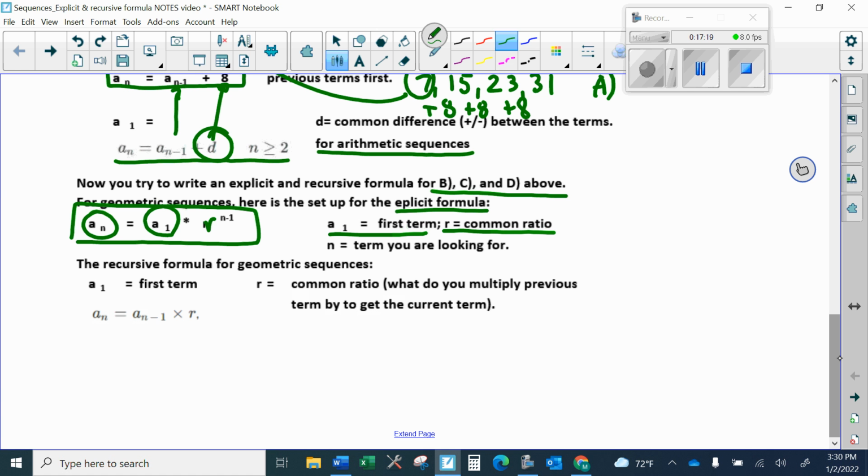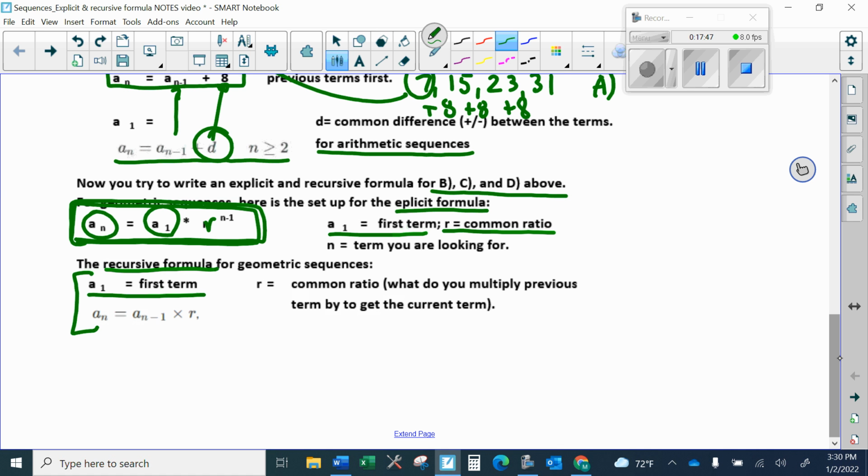Since it's only one equation, that tells me it's an explicit formula. Remember, I don't have two lines like down here. Here are my 2 lines, that's for a recursive formula. Explicit formula: 1 line, 1 equation. Recursive formula: 2 lines, 2 equations. And the first equation is always A sub 1 equals your first term, whatever your first term is.